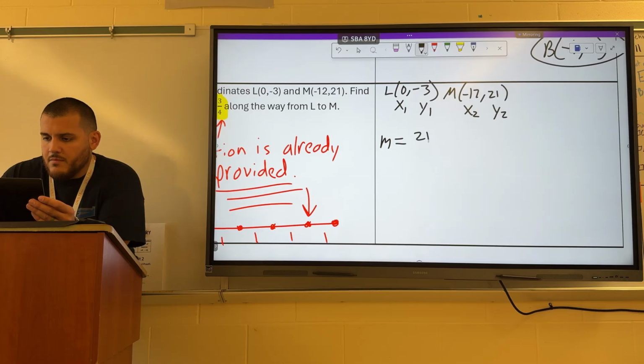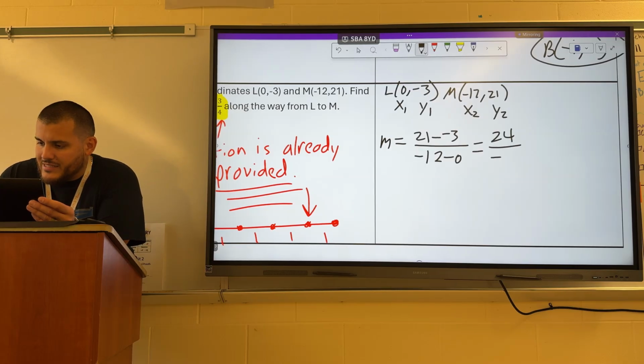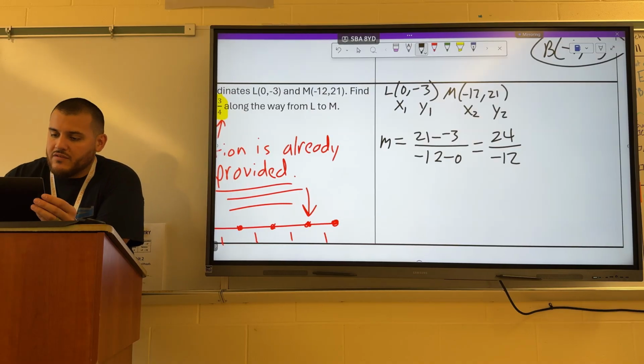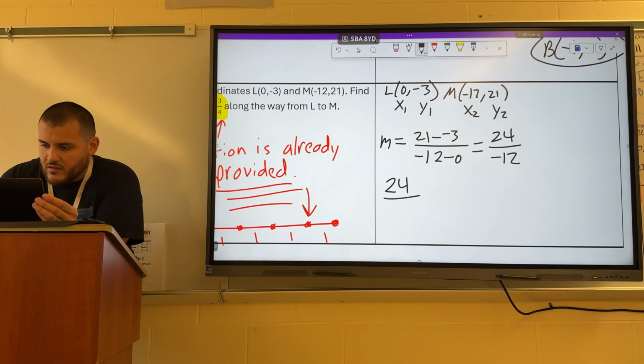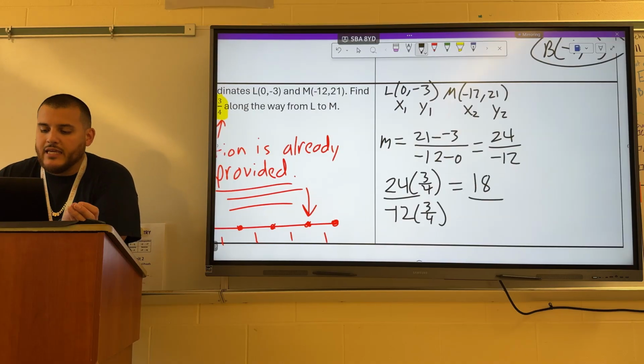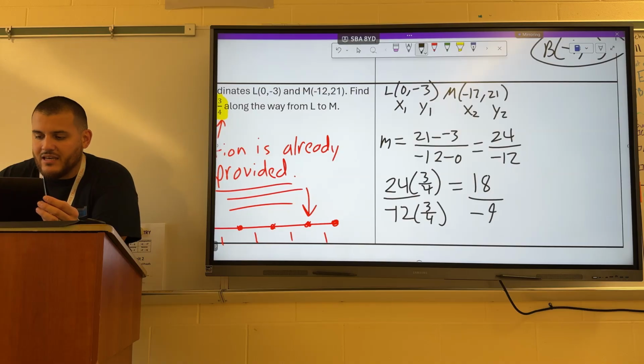So y2 minus y1, that's 21 minus -3, and x2, -12 minus x1, which is 0. 21 minus -3 is +24, -12 minus 0 is -12. Remember, we already have the fraction here. It's 3/4. So I'm taking my slope and multiplying both the numerator and denominator by that fraction of 3/4. 24 times 3 divided by 4 gives me +18. -12 times 3 divided by 4 gives me -9.